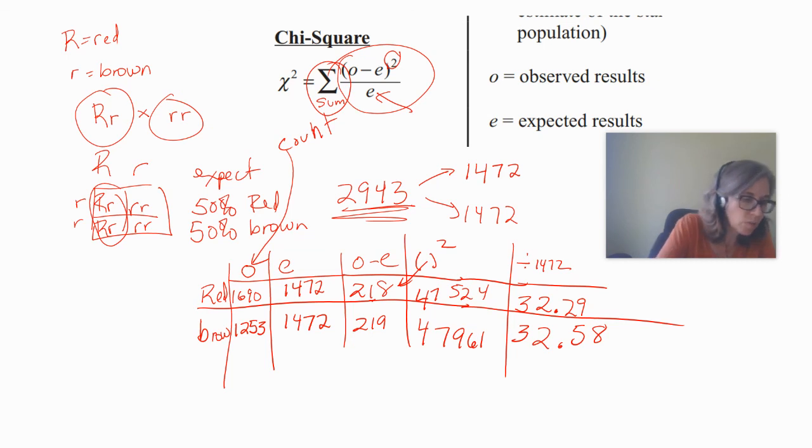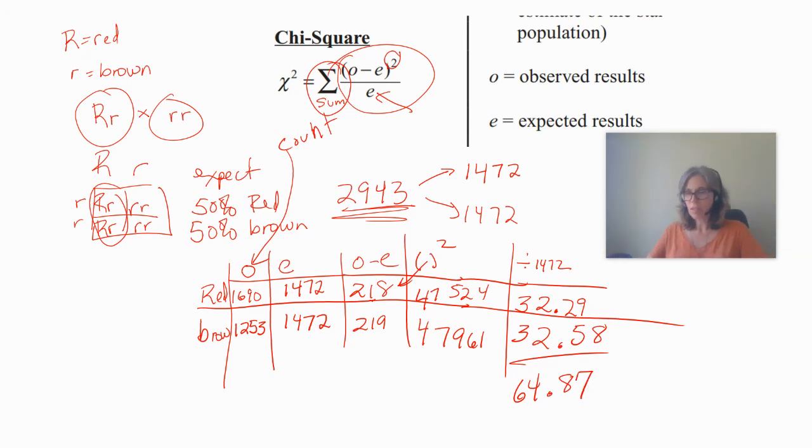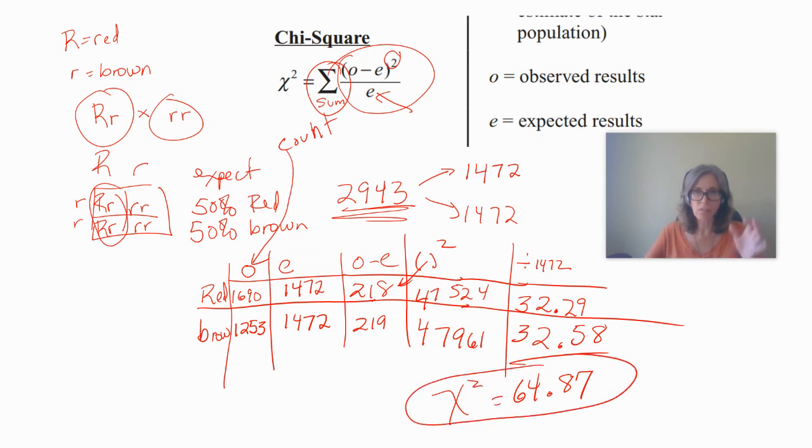And then the next thing to do is add them up. So I'm going to add those two numbers, 32.29 and 32.58. I get 64.87. Okay, so that's my chi-square value, and I'm just going to write it like that. I'm going to say my chi-square value is this, and I don't take the square root. I just leave it as is.